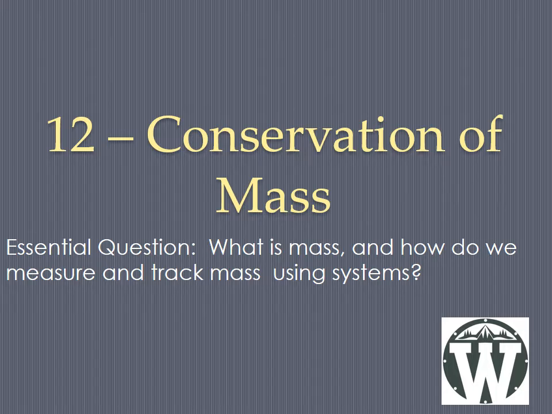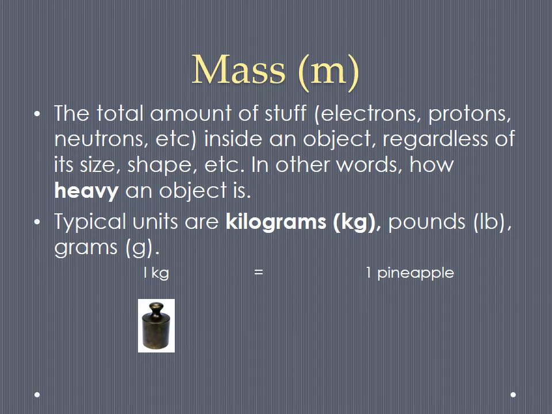Conservation of mass. The essential question is, what is mass? And how do we measure and track mass using systems? Mass, symbolized by a lowercase m, is the total amount of stuff, electrons, protons, neutrons, etc., inside of an object, regardless of its size, shape, etc. In other words, how heavy an object is.